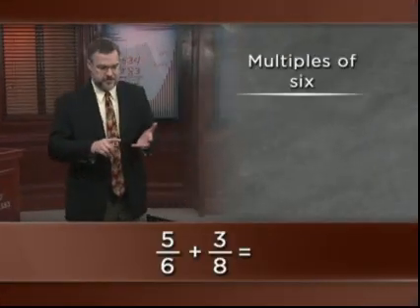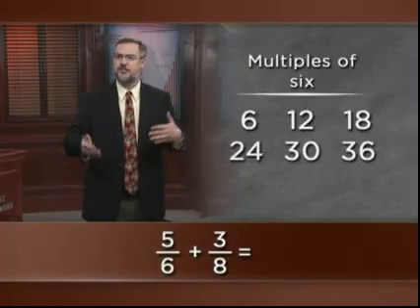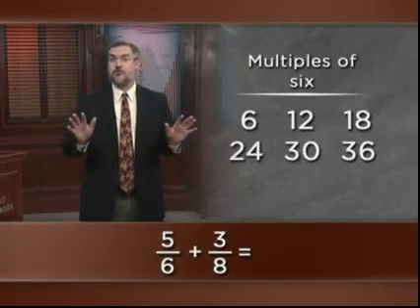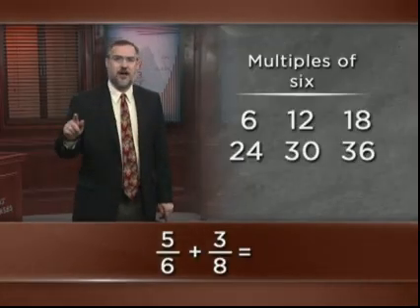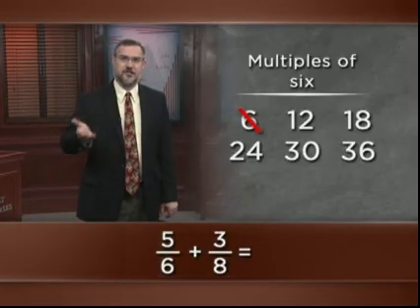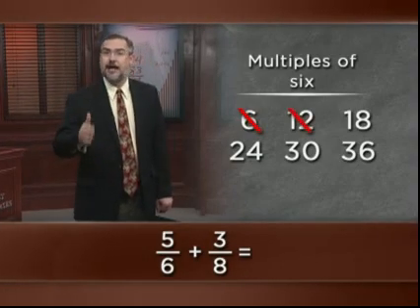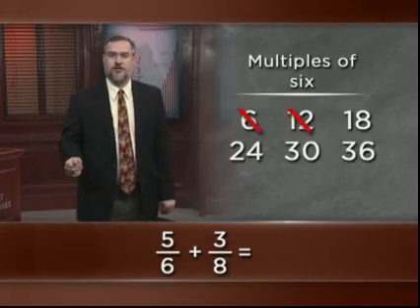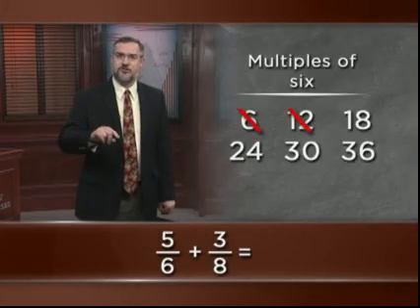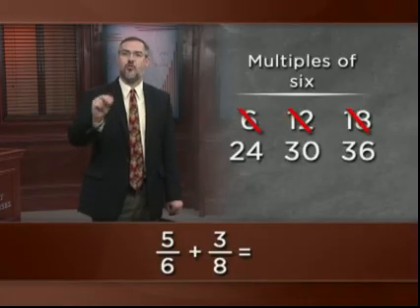Well, the multiples of 6: 6, 12, 18, 24, 30, 36, and so on. All right, those are all divisible by 6. Now, 8 definitely is not a factor of the 6, because the 6 is too small, and it's also not a factor of 12. 8 does not divide 12 evenly, or without a remainder, if you want to think of it that way. 8 also does not divide the 18, but 8 does divide the 24.